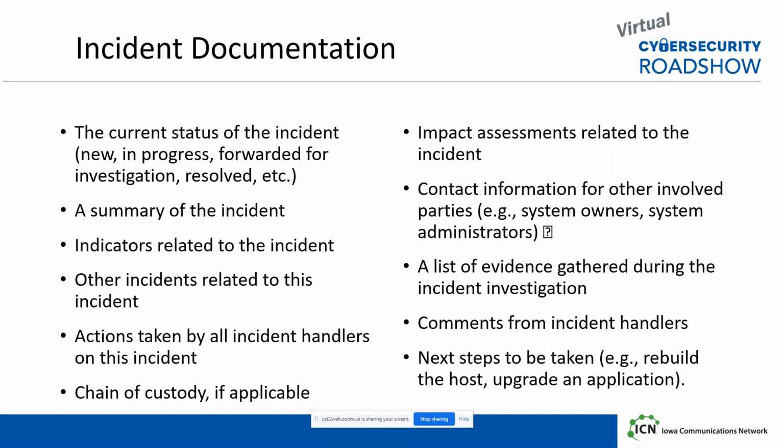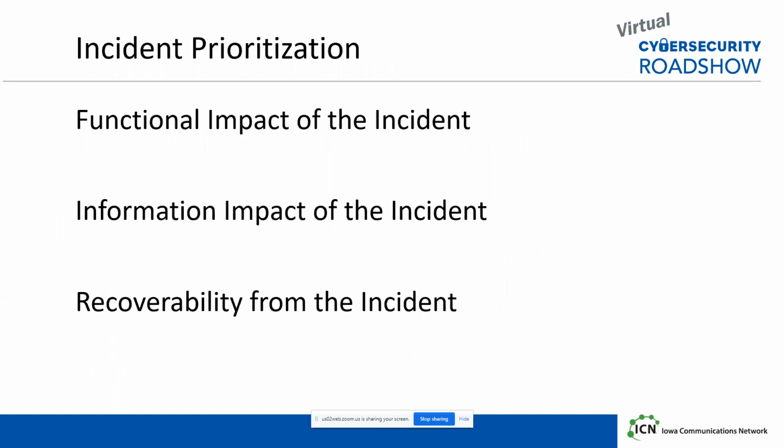Some of the documentation should include what you see here on the slide. So current status of the incident, a summary, indicators, any relation to other incidents, being able to make that connection, actions taken, business impact assessment analysis, contact information, and then of course next steps that should be taken. Prioritizing the handling of the incident is perhaps the most critical decision point in the incident handling process. So incidents should not be handled on a first come, first served basis.